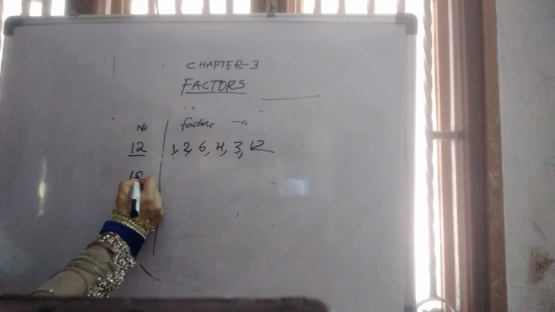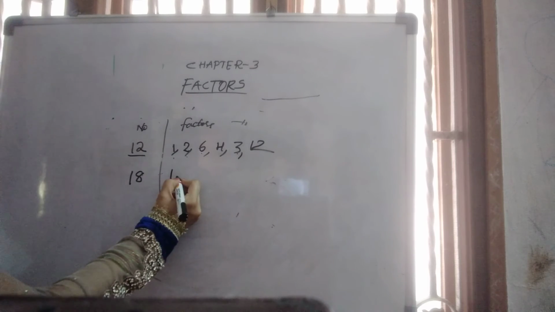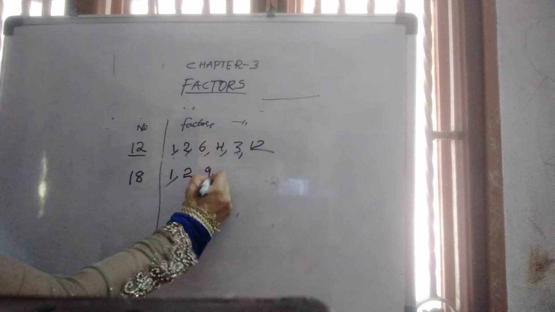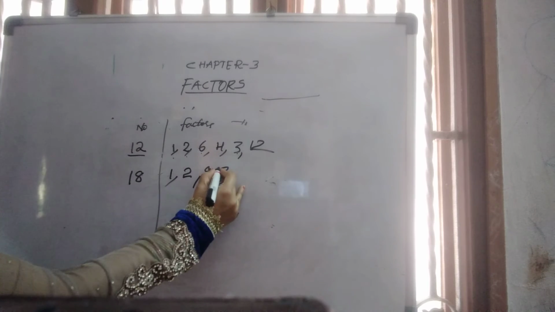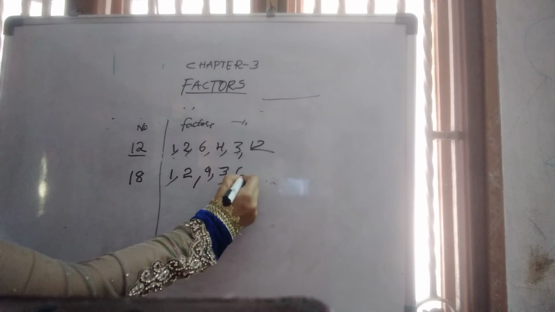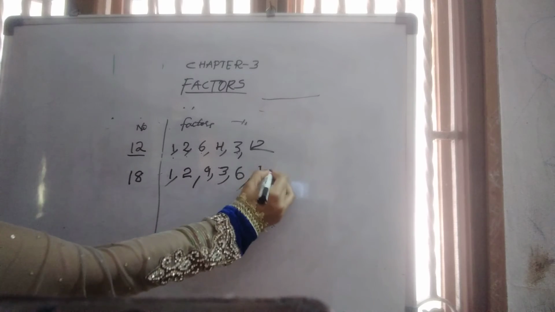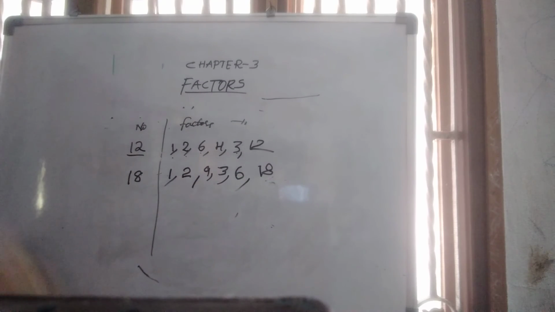Let me take another number, 18. That means 1 18 is 18, 2 9s are 18, 3 6s are 18. So 3 is a factor and 6 is a factor. Multiples are the factors. And 18 1s are 18. So these are the factors.